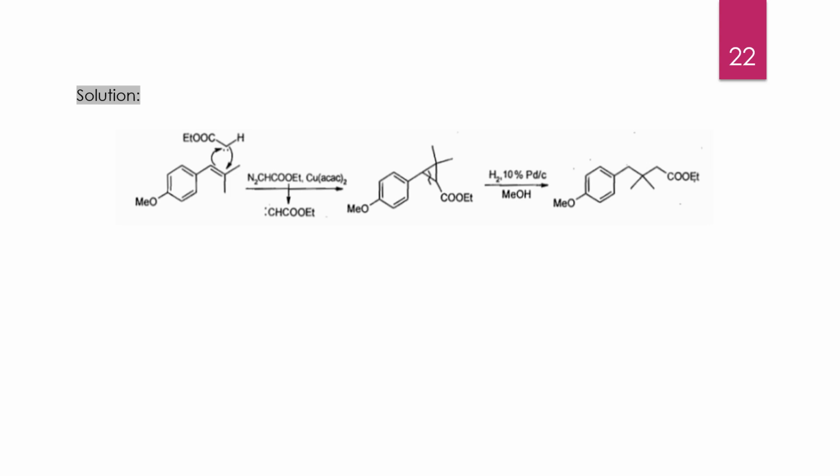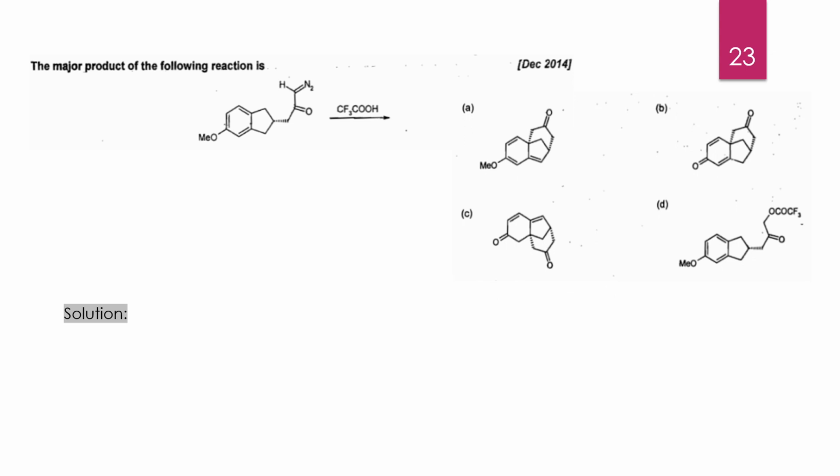So this is the mechanism. See, this carbene will generate, and it will be added to the double bond, and this bond will flip as I said. Understood, everyone? I am almost at the ending. So what will be the major product for this reaction? These are the options. This was given in December 2014. Just think once what will be the product.